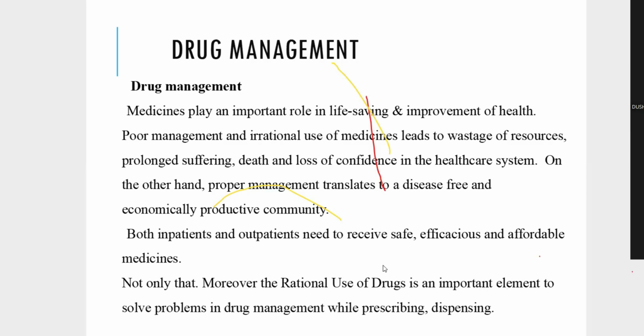We need now the rational use of those medications, where we have to solve the problems of our patients. This can start by prescribing and dispensing.